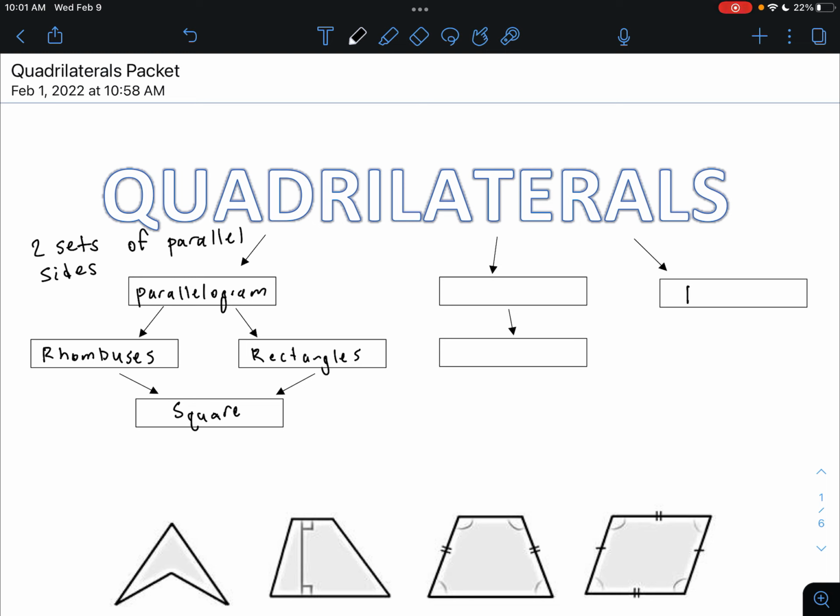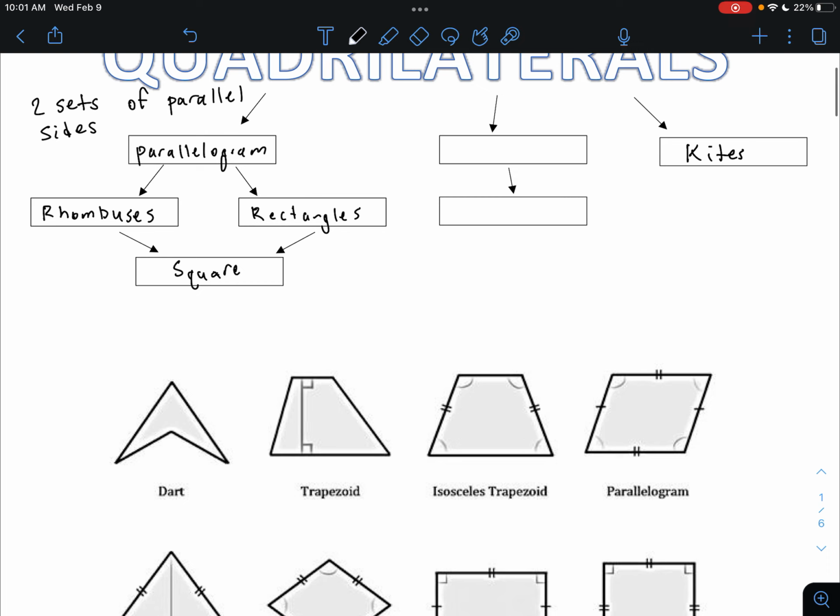I'm going to put kites right here. And there's actually a small subcategory of kites called darts. That's this shape right here. Kind of looks like a weird Star Trek logo. That's called a dart. All a dart is, is an inverted kite. Technically, the term is concave. It is a concave version of a kite.